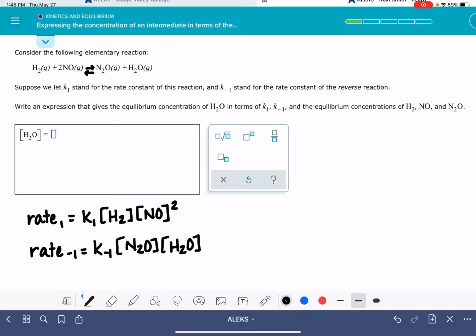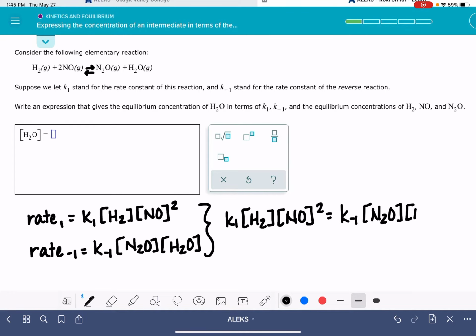For a forward reaction and a backward reaction in equilibrium, the rates are equal to each other. So what we're going to do is we're going to say this is equal to this. And so I'm going to simplify. I'm just going to combine these two equations together. And that's going to give me K1 [H2][NO] squared is equal to K minus 1 [N2O][H2O].